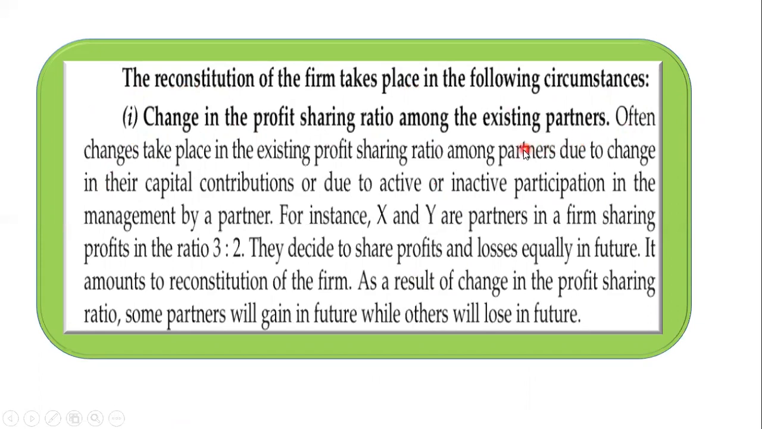So here it is saying a first condition of the reconstitution of partnership firm is a change in the profit sharing ratio among the existing partners, means there is no admission of a new partner or no other partners are getting retired. Among existing partners, suppose that there are three partners A, B and C and they were earlier sharing the profit and loss in 3:2:1, but now they decide to share equally in future.